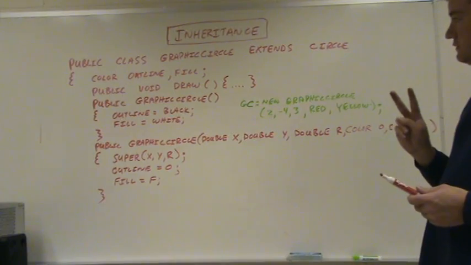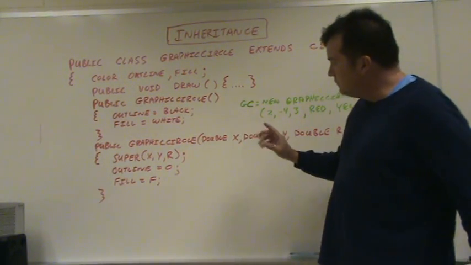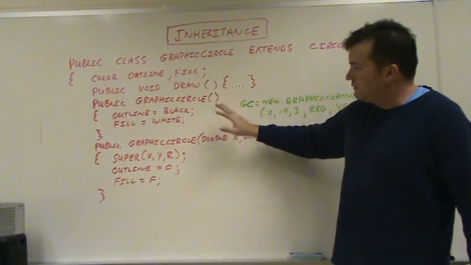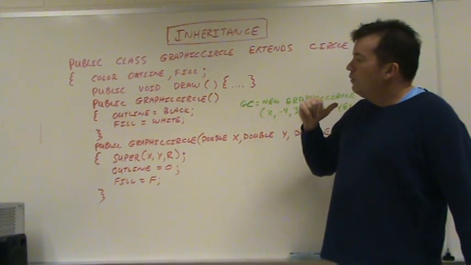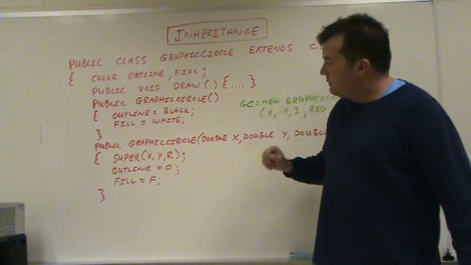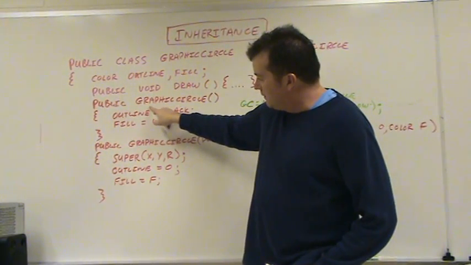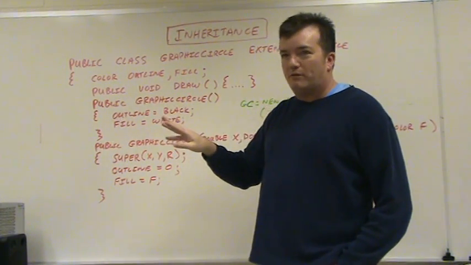So we now have 2 constructors for graphics. We have 2 constructors for a graphic circle. We have one that takes in no parameters. So if somebody wants to create a graphic circle and gives us no information, what are we going to do? The first thing is the compiler says, do I see a super here? And if the answer is no, you automatically call the super with no parameters.